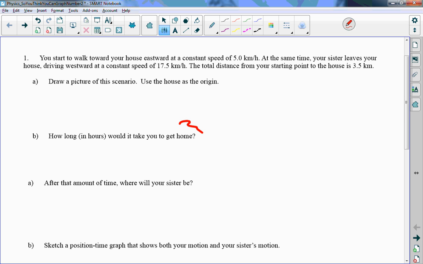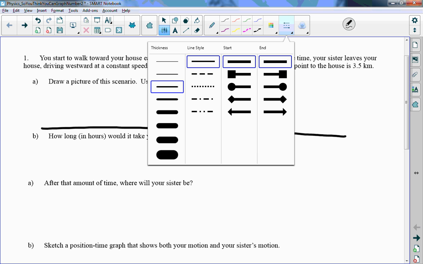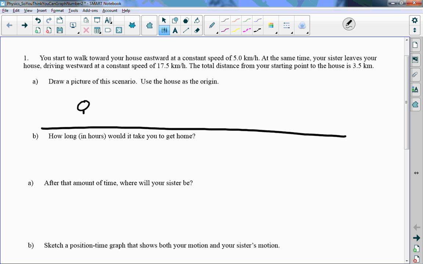This problem is from So You Think You Can Graph. It is number 2, actually, not number 1. And let's start by drawing a picture. So if we've got this road, and we are going to walk eastward, I think of that as to the right. So I'm going to draw that.